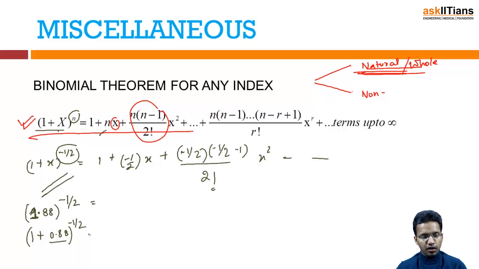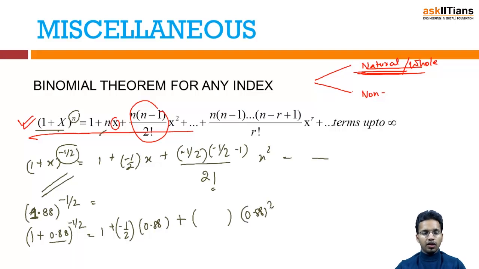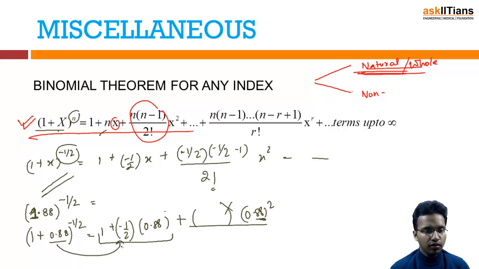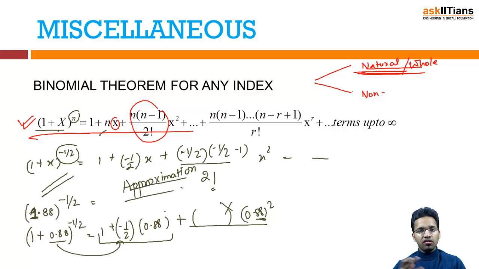So this would have been 1 plus minus half into 0.88 plus, it's the same thing, instead of x square it would have been 0.8 square. Okay, so if we need up to 2 places, maybe this was not required because this will become very small. So up to only this term we can have an approximation. Okay, so this is very useful for approximation. Again, a basic application of this. And for any general expansion you can use the binomial theorem for any index. Okay, so a very useful formula.